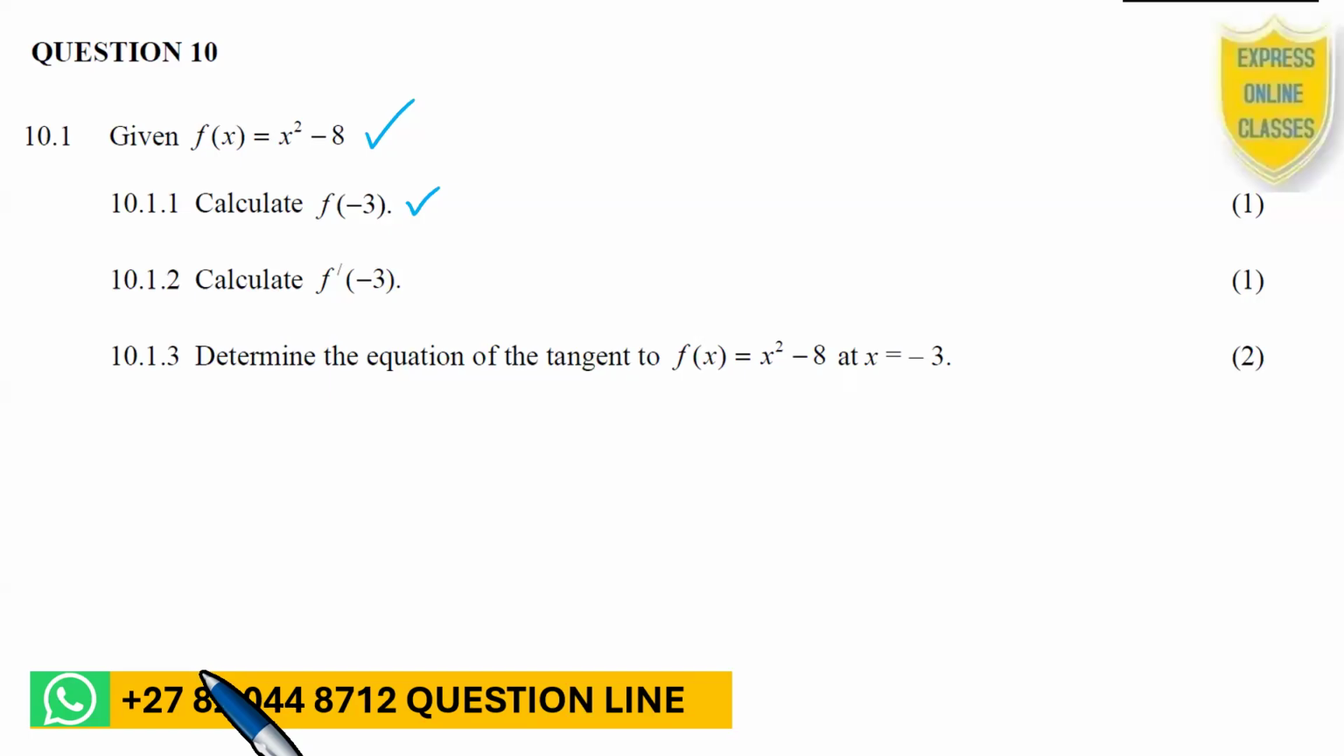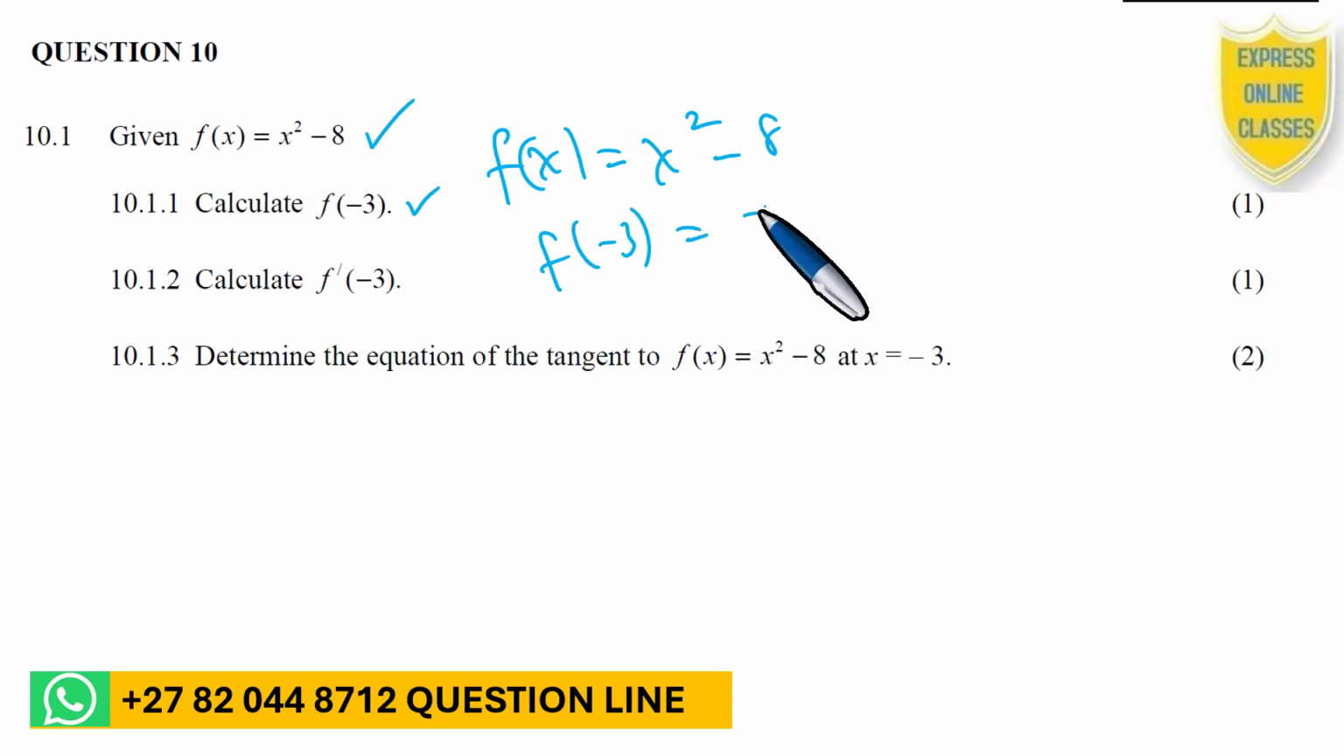That equals 1. Well done. Some of them are going to be easy, of course, but some of them are going to be tough. So we're doing f of x equals x squared minus 8. F of minus 3, you have minus 3, you square this, minus 8. What is minus 3 squared? It's 9 minus 8, which is 1.